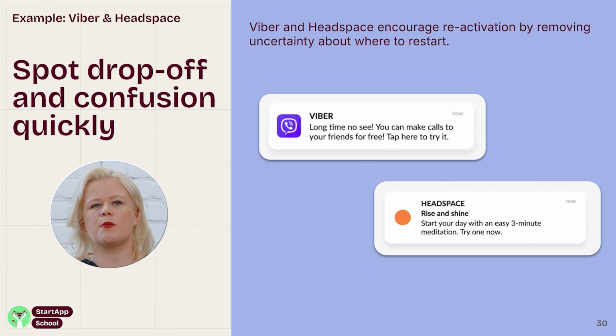And then for spotting drop-off and confusion, we've got these two examples from Viber and Headspace. Viber says, "Long time no see, you can make calls to your friends for free, tap to try it." So they're reminding you what the purpose of the app is, and they're encouraging you to come back and give it a go. Same as Headspace, they're saying, "Rise and shine, start your day with an easy 3-minute meditation, try one now." And the wording of easy and try it now also gives that impression to the user that they can try again and that they're not going to be overwhelmed when they come back to the product.